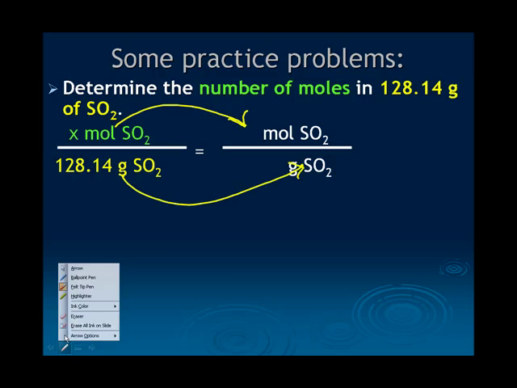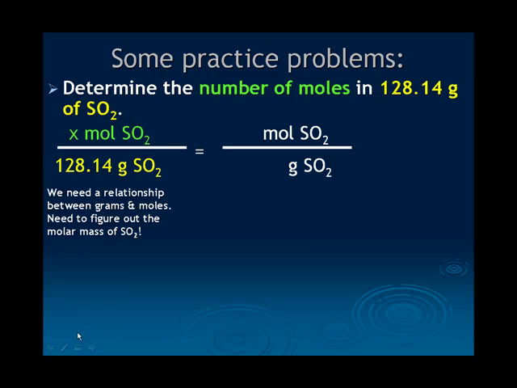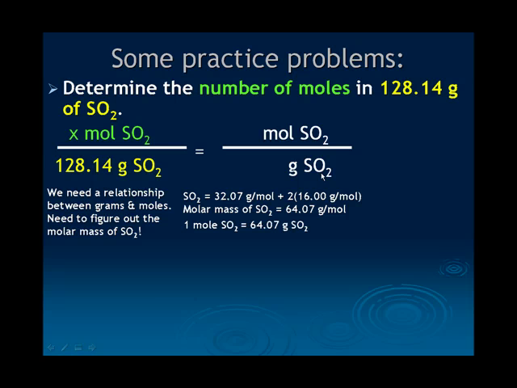Yet again, we need a relationship between grams and moles. If I'm trying to find the mass of 1 mole, I need to add up grams off the periodic table. I add the sulfur plus the 2 oxygens, and I get 64.07 grams per mole. This is the same as 1 mole is equal to 64.07 grams. So next to moles, I put the 1, next to grams, 64.07. I want you to cross multiply and solve for X.